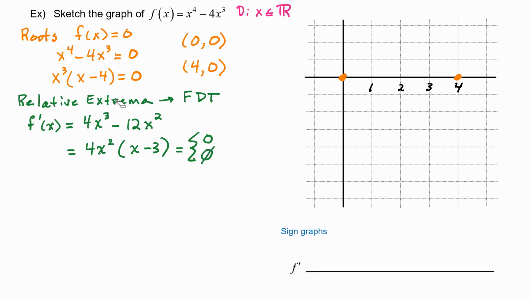And to find the critical numbers, we will set that equal to 0 or does not exist. Because f prime is a polynomial, we know it exists everywhere, so there's never an x value where it does not exist. To find where the derivative is 0, we see that will happen at x equals 0 and x equals 3. These are the critical numbers.